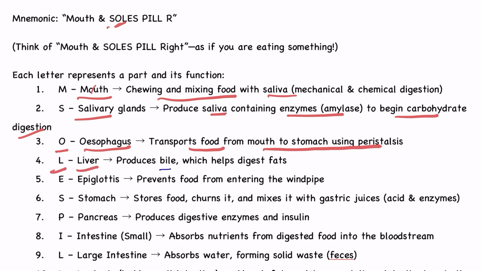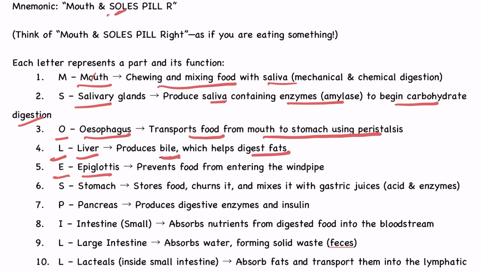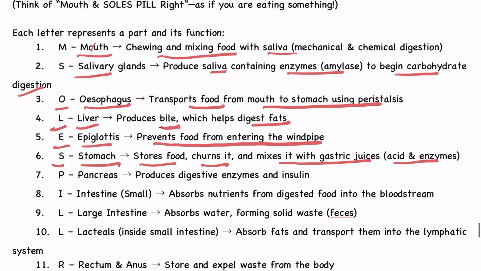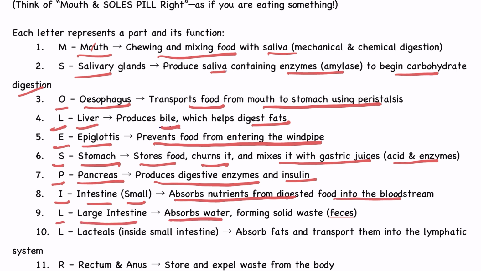Then L, liver: it produces bile, which helps digest fats. Epiglottis prevents food from entering the windpipe. S, stomach: stores food, churns it and mixes it with gastric juices, acid and enzymes. P, pancreas: produces digestive enzymes and insulin. I, intestine, small intestine: absorbs nutrients from digested food into the bloodstream. L, large intestine: absorbs water, forming solid waste. L, lacteals: inside the small intestine, which absorb fats and transport them into the lymphatic system. R, rectum and anus: store and expel waste from the body.